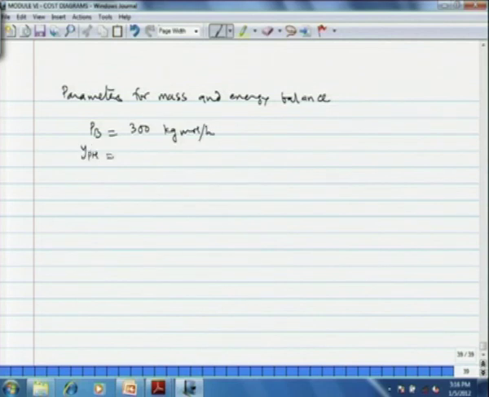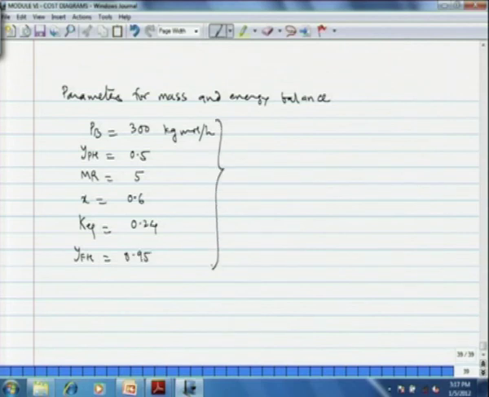YPH, mole fraction of hydrogen in purge gas 0.5. Molar ratio of hydrogen to aromatic at reactor inlet 5. Per pass conversion that we denote by X is 0.6. Then equilibrium constant KEQ is 0.24 at reactor temperature, and YFH, the mole fraction of hydrogen in fresh gas or makeup gas, is 0.95. Now, with these parameters, I am going to give you the mass balance directly, okay, but you can very easily calculate it.